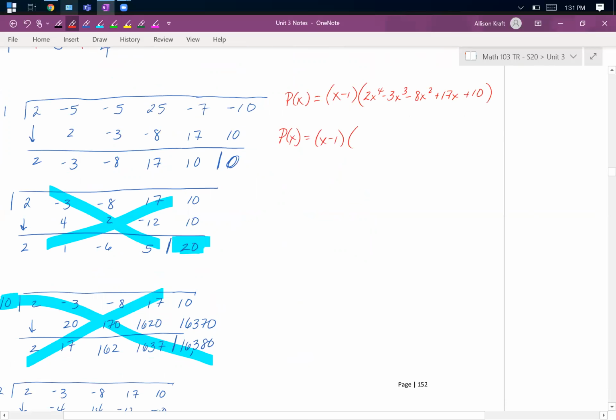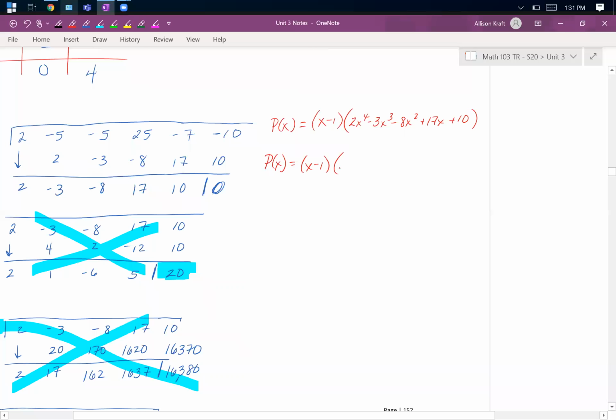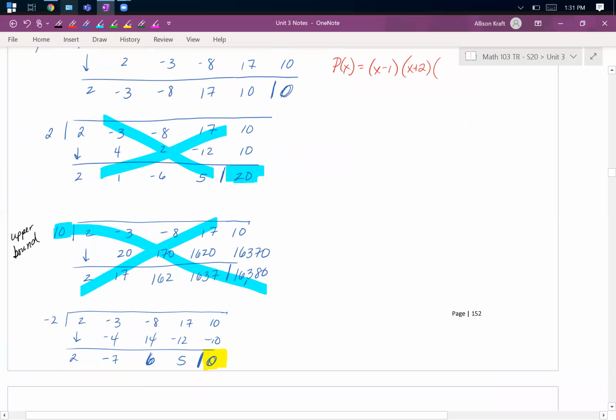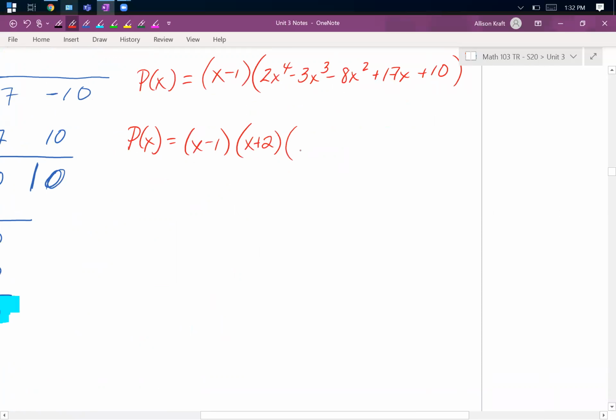What's the next factor going to be? X plus 2. We have a 0 of -2, so our factor is going to be X plus 2. What's going to be the degree of our next factor? 3. Third degree, because we were breaking down a fourth degree. We divided it by a first degree. We're going to be left with a third degree, and there are our coefficients at the bottom: 2x to the third minus 7x squared plus 6x plus 5.